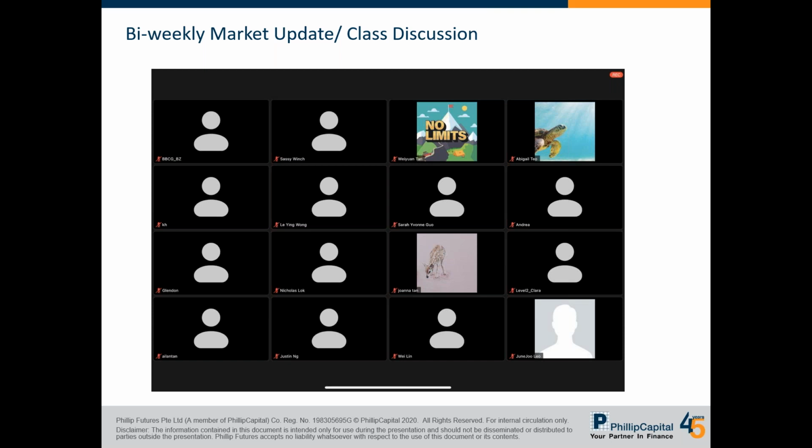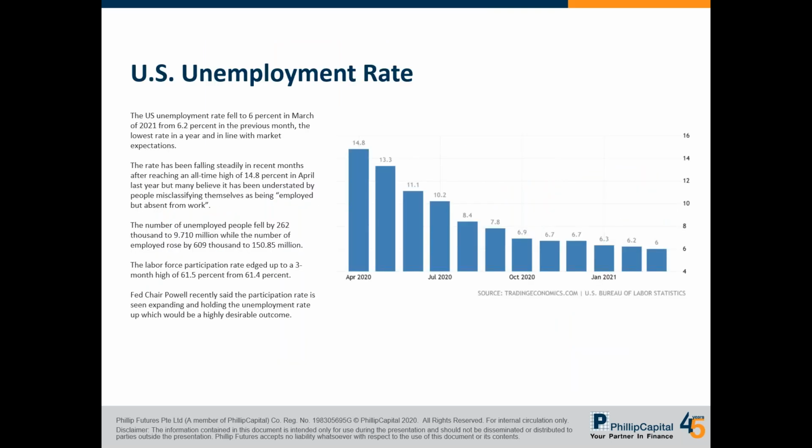Let's get on to our topic in focus. Of course, we always want to start off with the fundamentals. So let's look at the US unemployment rate. The US unemployment rate fell to 6% in March 2021 from 6.2% in the previous month, the lowest rate in the year and in line with market expectations. The rate has been falling steadily in recent months after reaching an all-time high of 14.8% in April last year.